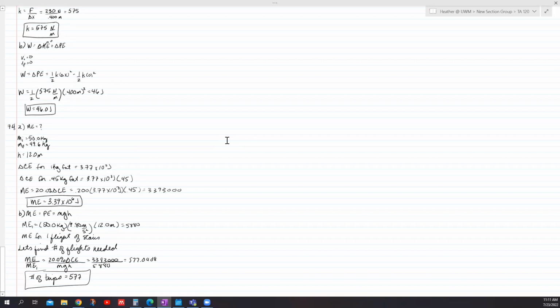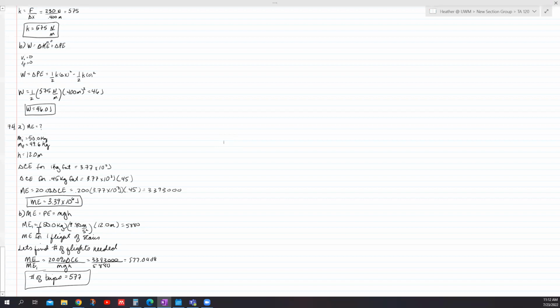Okay. All right, 74. A 50.0 kilogram student evaluates a weight loss program by calculating the number of times she would need to climb a 12.0 meter high flight of steps in order to lose 1 pound of fat. Metabolizing 1 kilogram of fat releases 3.77 times 10 to the 7 joules of chemical energy, and the body can convert about 20% of that into mechanical energy. The rest goes into internal energy. A, how much mechanical energy can the body produce from 0.50 kilograms of fat?